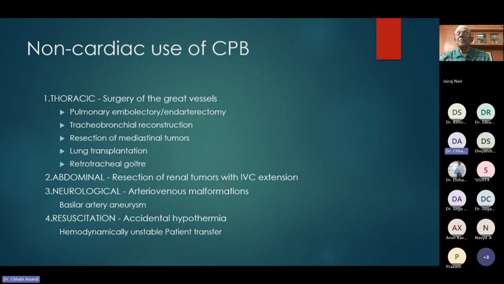In abdominal surgeries, resection of renal tumors with IVC extensions, and then in neurological surgeries, arteriovenous malformation surgery and basilar artery aneurysm surgeries. It is also used for resuscitation, that is accidental hypothermia or hemodynamically unstable patient transfer.